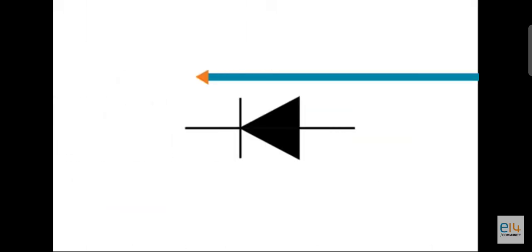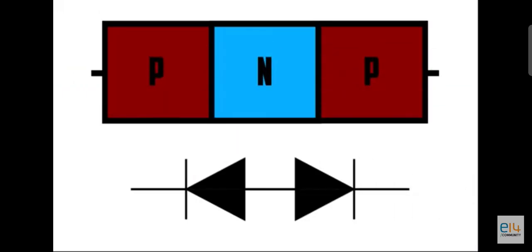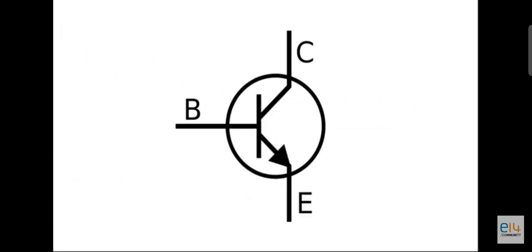This is the symbol for a diode. The arrow points towards the N-type side. When we combine the P sections of two diodes, there are two arrows pointing out. Compare this to an NPN transistor symbol. Notice, there is one arrow pointing out towards one of the N-type layers.